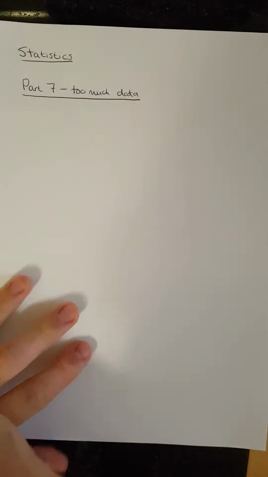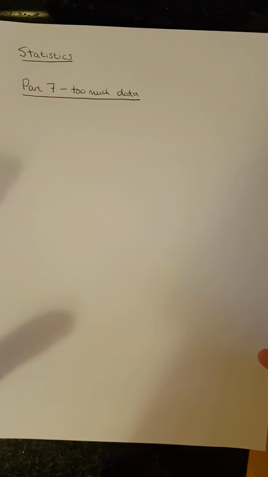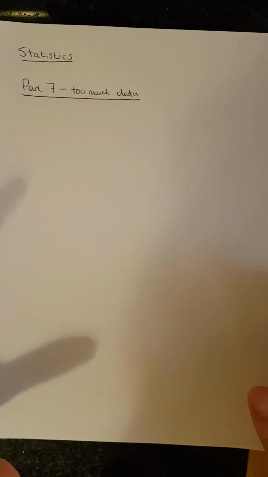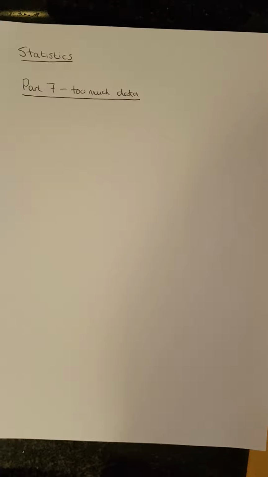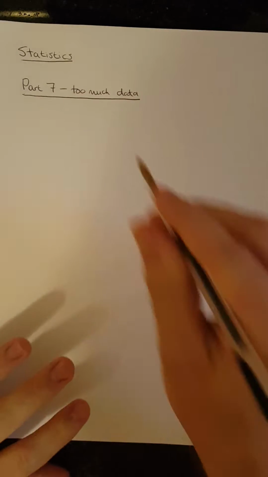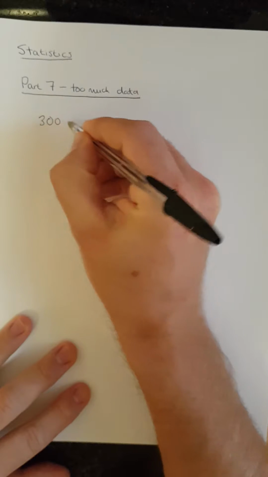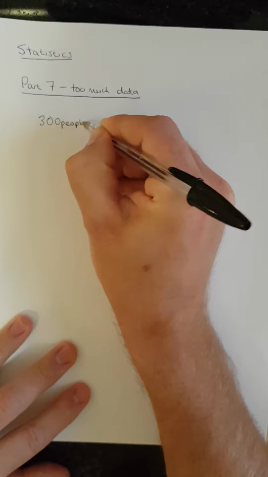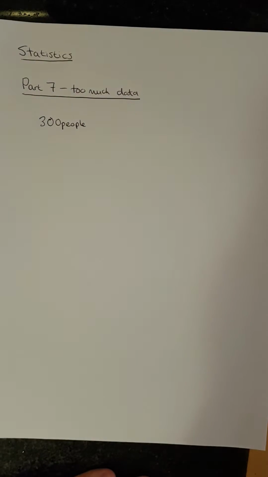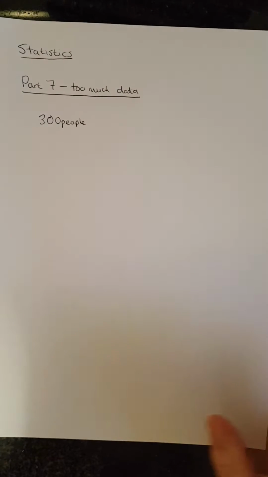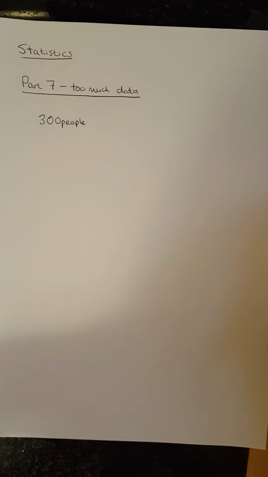Well, I'm going to give you a scenario and we're going to try and work through how we can solve a problem in a quick manner. So, here's our problem. I've got in front of me 300 people. Now, I want to record how many siblings they've got as fast as possible. What's the quickest way of doing that?